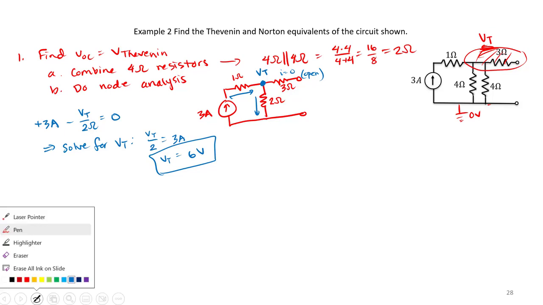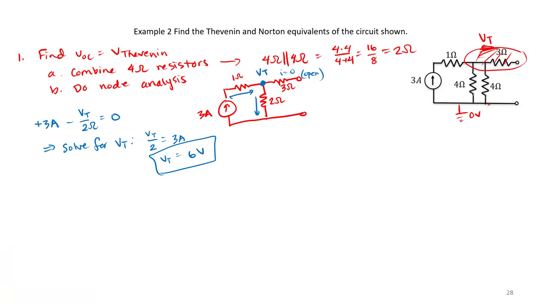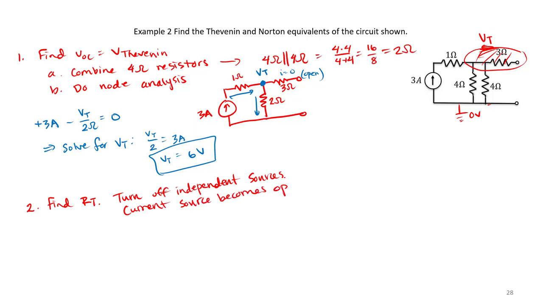Next, we can find our Thevenin resistance. So remember, we need to turn off the independent sources. So our current source becomes an open. So be careful there. Remember, current sources become opens, not shorts. A common mistake is to accidentally replace a current source with a short, which is incorrect. Remember, current sources become opens.